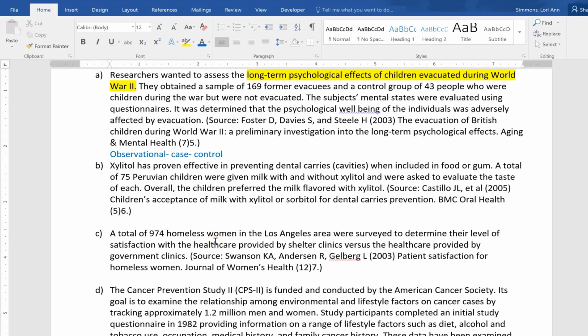B. Xylitol was proven effective in preventing dental caries when included in food or gum. A total of 75 Peruvian children were given milk with and without xylitol, and were asked to evaluate the taste of each. Overall, the children preferred the milk flavored with xylitol. What do we think on this? This would be a designed experiment. So some Peruvian children were given milk with xylitol and some were not.